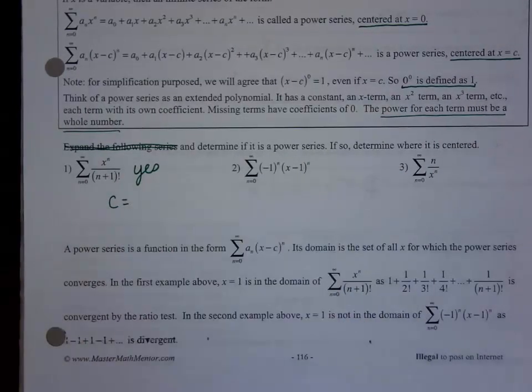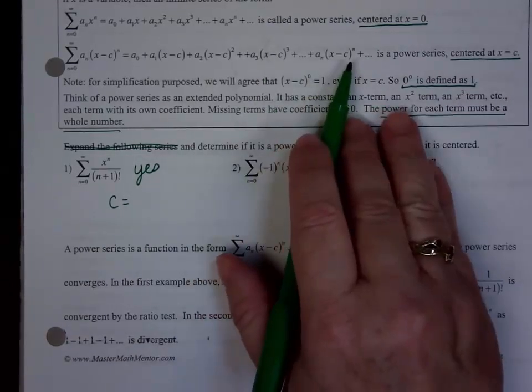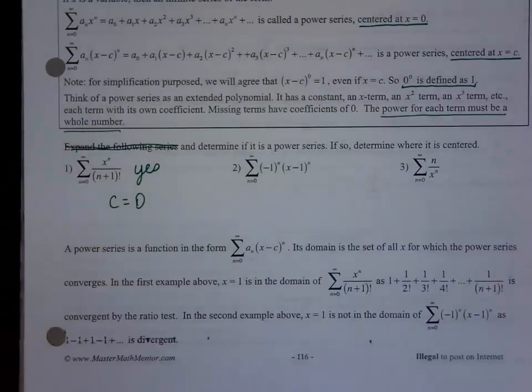Okay, look where the x is. It's where the x is. Notice that when it's centered as something else, it's x minus a number. You see x minus a number? No. So this one is centered at 0.